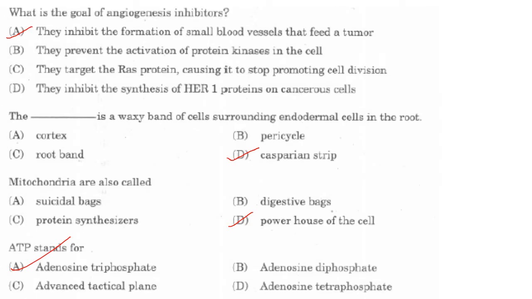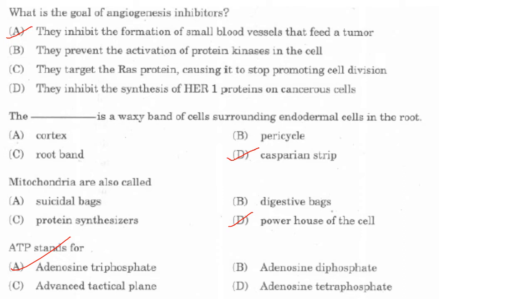What is the goal of angiogenesis inhibitors? They inhibit formation of small blood vessels that feed a tumor. Then next one. Dash is a waxy band of cells surrounding the endodermal cells in the root. It is called as Casparian strip. Answer is option D.